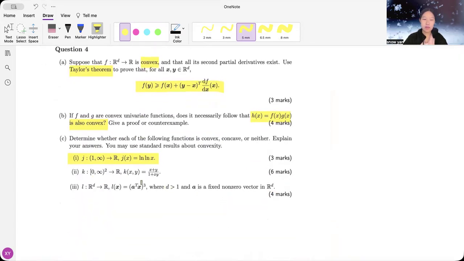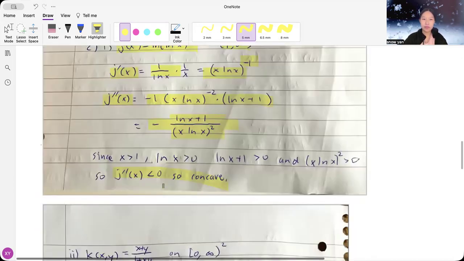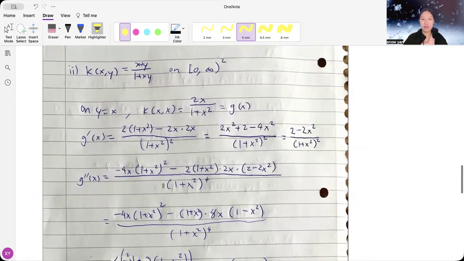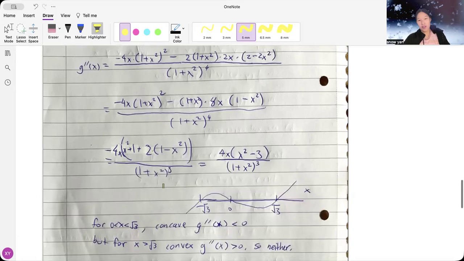And for the second part, we have k of xy is equal to x plus y divided by 1 plus xy. I guess it's a similar idea for this. We're just going to do what we can to show what we need.